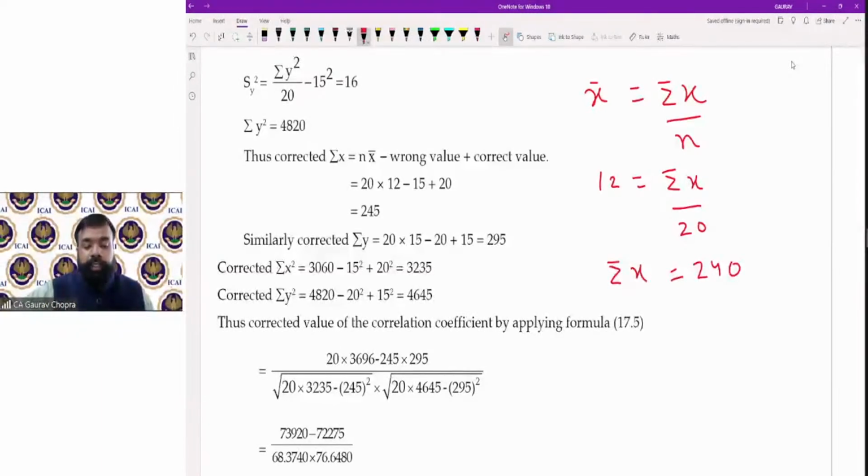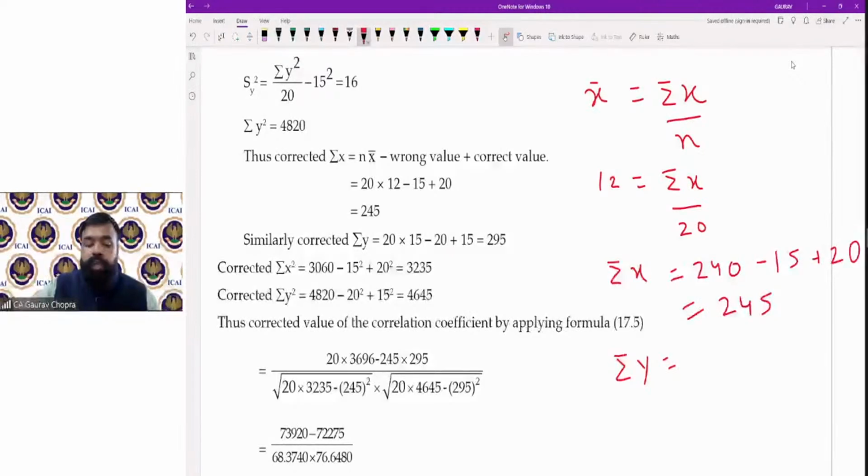इसमें करना है करेक्शन. रॉन्ग वैल्यू को हटाना है, करेक्ट वैल्यू को ऐड करना है. रॉन्ग वैल्यू है 15, करेक्ट वैल्यू है 20. सो देयरफॉर करेक्ट सिग्मा x विल बी 245. Similarly, we can calculate correct sigma y.